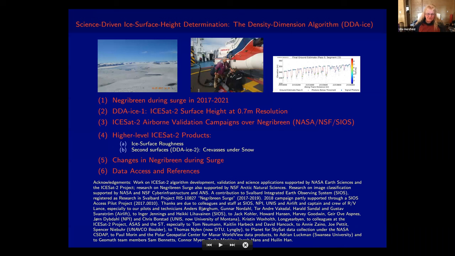We'll talk about Negribreen during the surge in 2017 to now, and then about a new data processing method called the DDA ICE, which is used to analyze ICESat-2 surfaces. And then we move on to some of the validation campaigns. And in the end, we look at the actual changes in Negribreen, which we can find out using these data products.